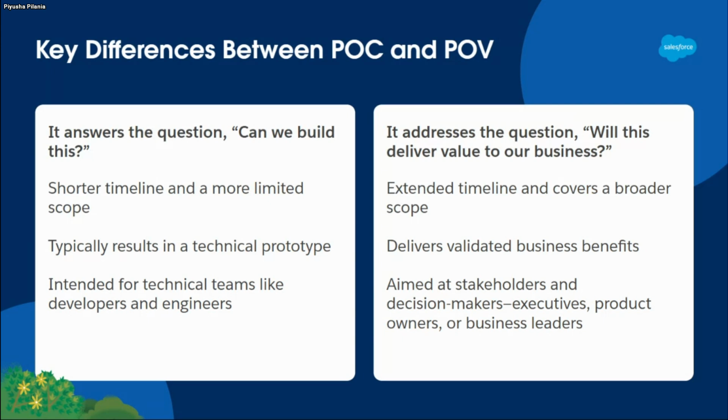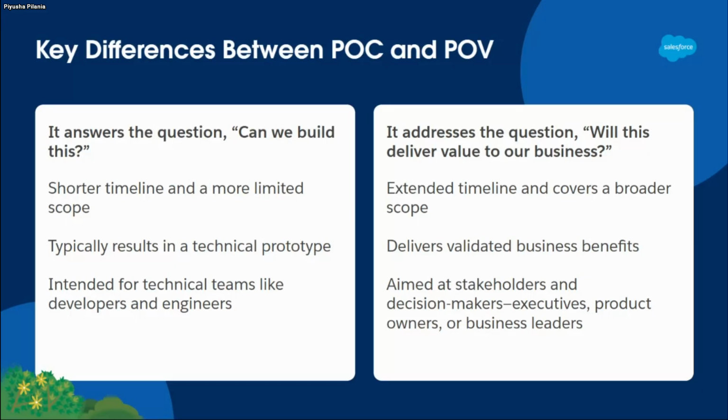The outcomes for both of these are obviously very different. POCs typically result in a technical prototype. It could be an experimental model that essentially demonstrates that the functionality is working, or how the functionality works. The outcome for a POV is to validate the business benefit. It could be cost saving, increased efficiency, or higher revenue. Whatever the customer is looking for and whatever the solution you're offering delivers, you need to talk about that outcome.